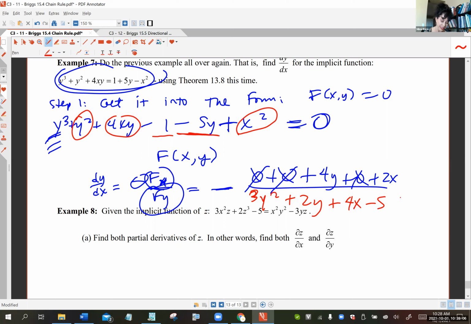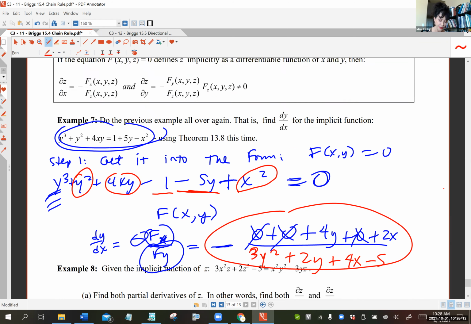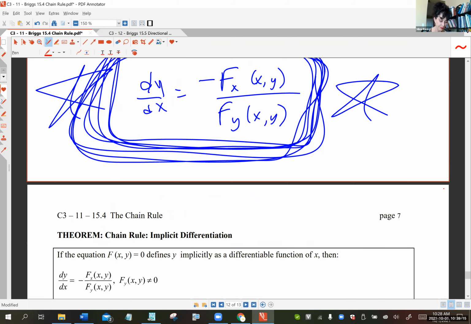Now the question is, does this match the answer that we got on the previous page? Check it.